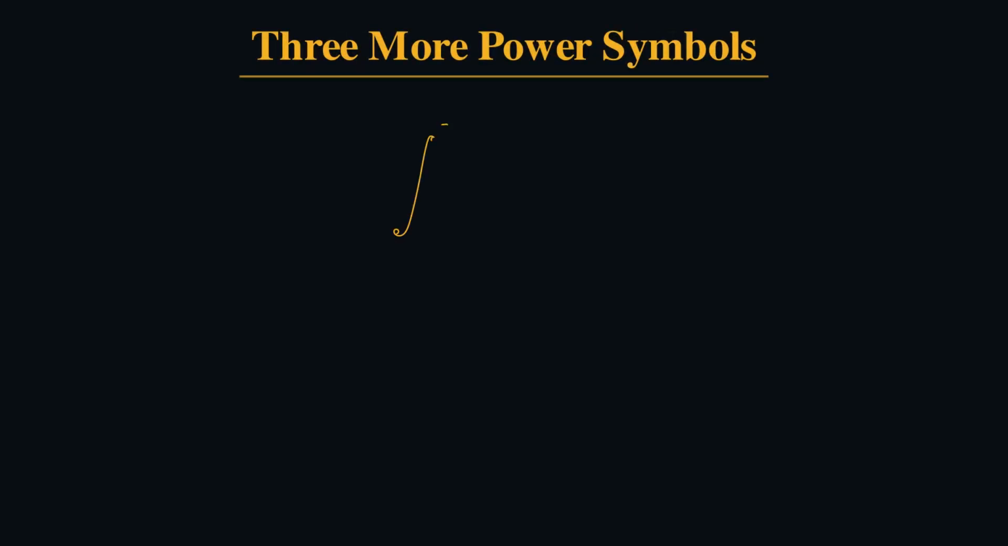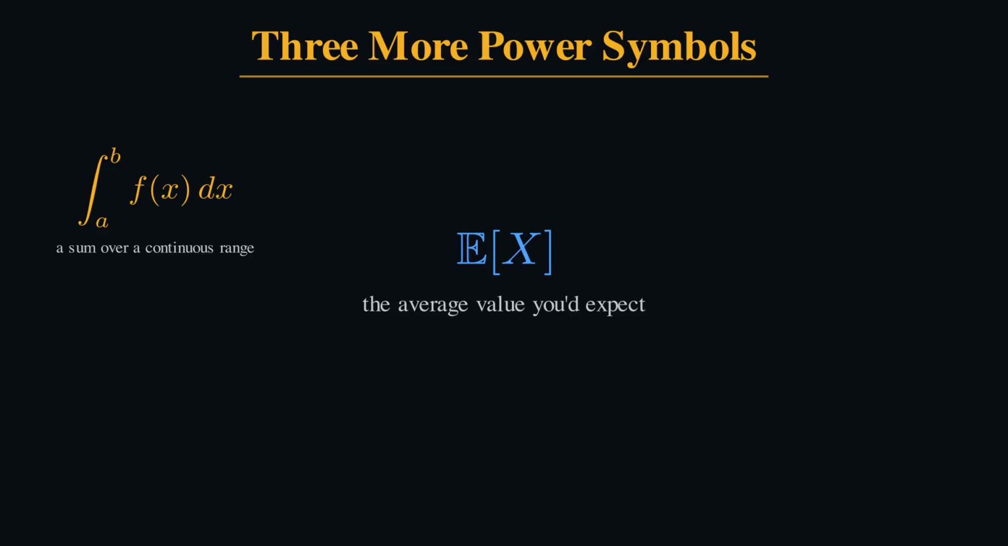3 more symbols carry enormous weight in machine learning. First, the integral, this tall stretched S. If sigma adds up a finite list, the integral does the same thing for a smooth, continuous range. It is just a sum with infinitely many tiny pieces. You will see it all through probability. Second, the blackboard E, called expectation. E of x just means the average value of x, the result you would expect on average over many tries. Almost every loss in machine learning is secretly an expectation, the average error over your data.